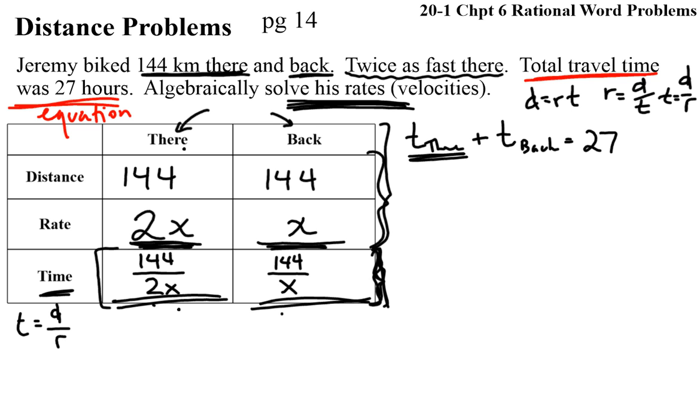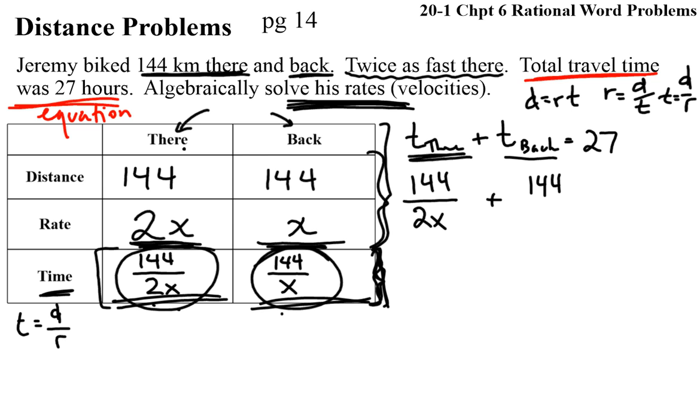What do we know about the time going there? Well, the time going there is described as 144 over 2x plus the time coming back. And the time coming back is described as 144 divided by x. And together, those two things should total 27. So there's what we need to do. Solve that rational equation. Lots of little steps to create the equation itself.